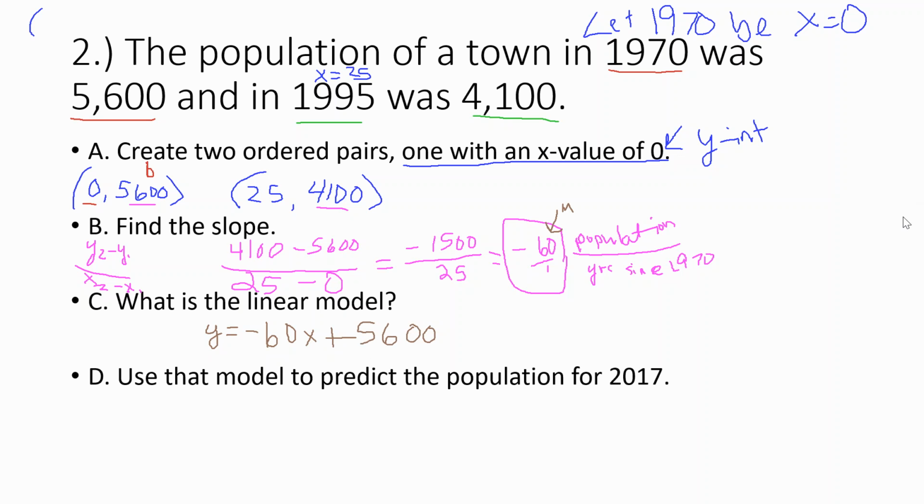So recall that in your formula, your model, you're always going to have an x and a y, always. And then the slope and the y-intercept are the two numbers. Okay, so that's our model that we can use to do predictions after that.